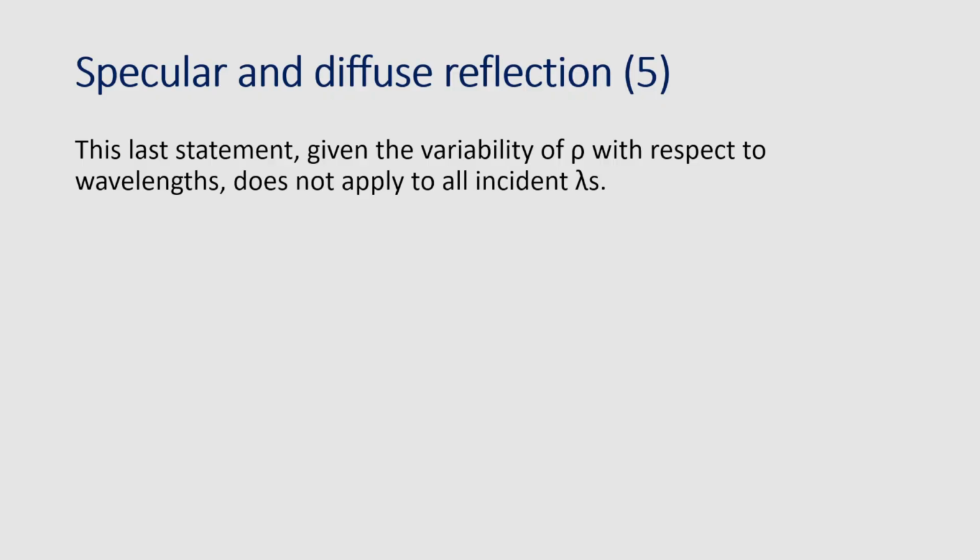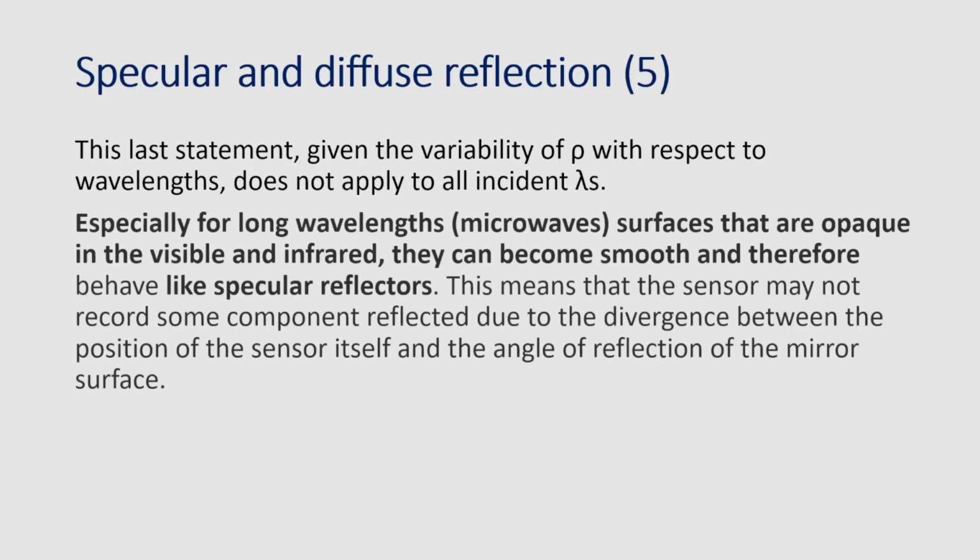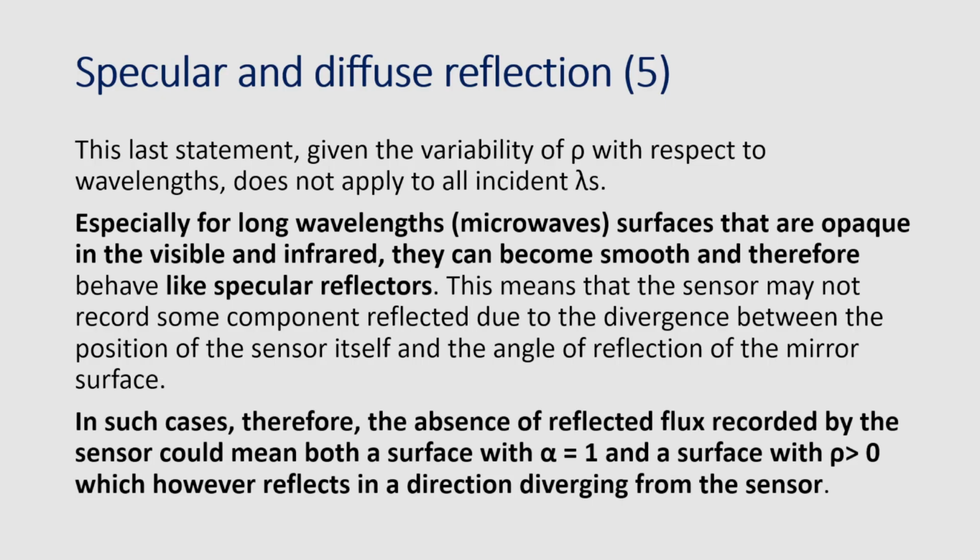Specular and diffuse reflection, 5. This last statement, given the variability of rho with respect to wavelength, does not apply to all incident wavelengths. Especially for long wavelengths, microwaves, surfaces that are opaque in the visible and infrared can become smooth and therefore behave like specular reflectors. This means that the sensor may not record some reflected component due to the divergence between the position of the sensor itself and the angle of reflection of the mirror surface. In such cases, therefore, the absence of reflected flux recorded by the sensor could mean both a surface with alpha equals 1 and a surface with rho greater than 0 which however reflects in a direction diverging from the sensor.